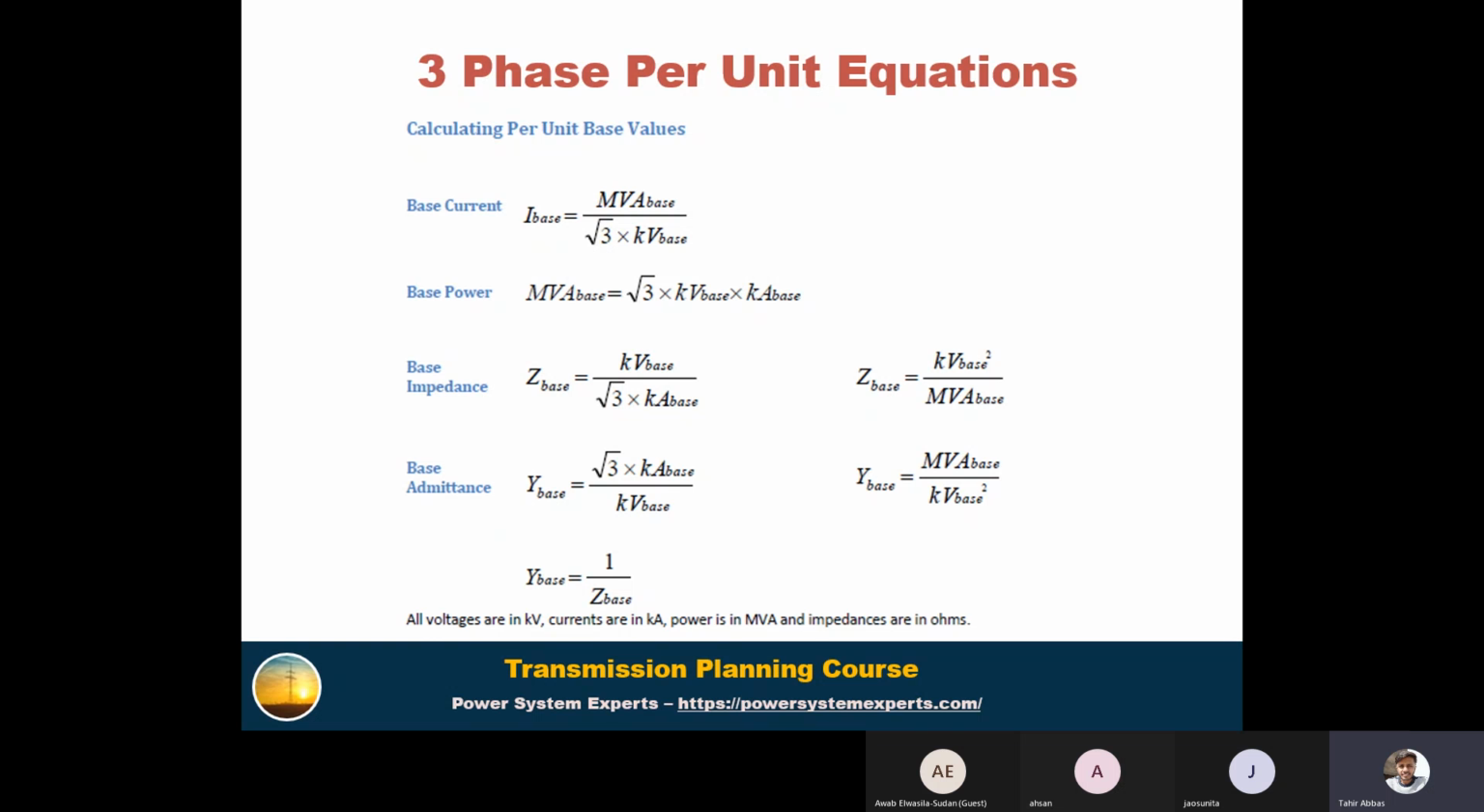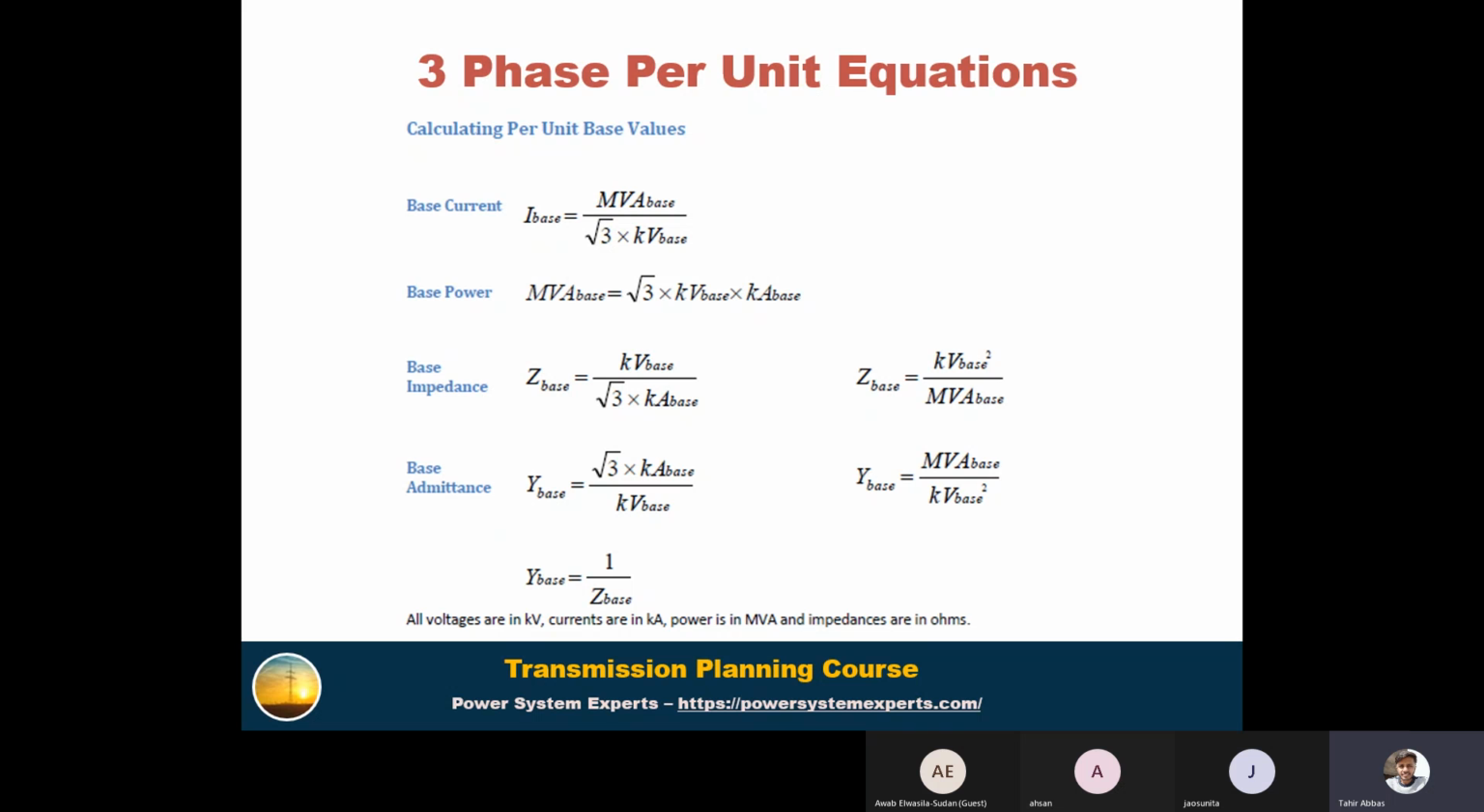So how will we calculate? As we know, out of four quantities, two are given, and we can find the other two by using these formulas. If we are interested in calculating the base current, I base is equal to the MVA base, the power base, divided by square root 3, and the square root 3 is there due to the three phase equations, times the kV base, the voltage base. So if we can find the I base, then we can directly find the base power also.